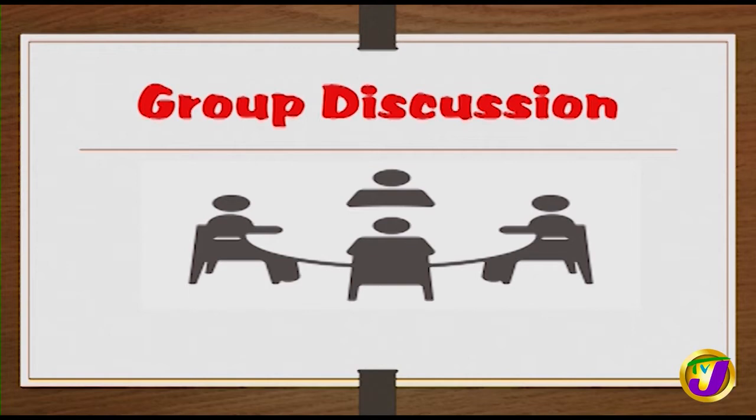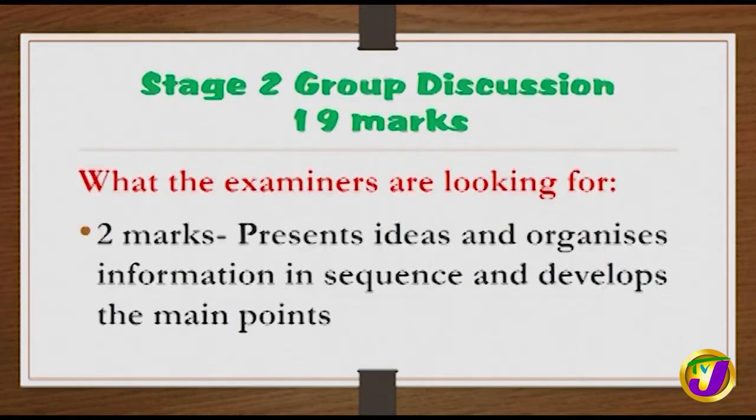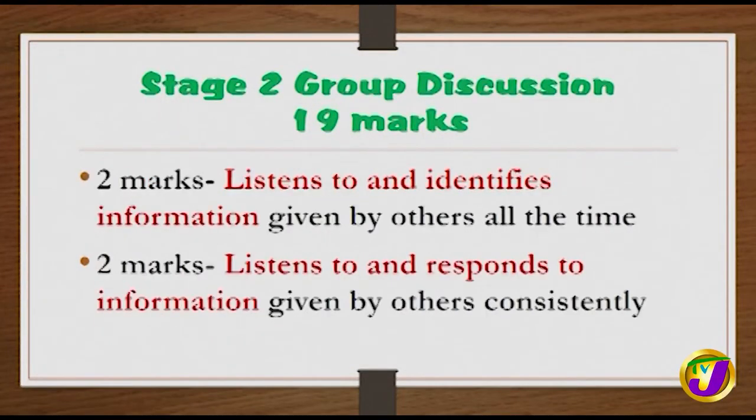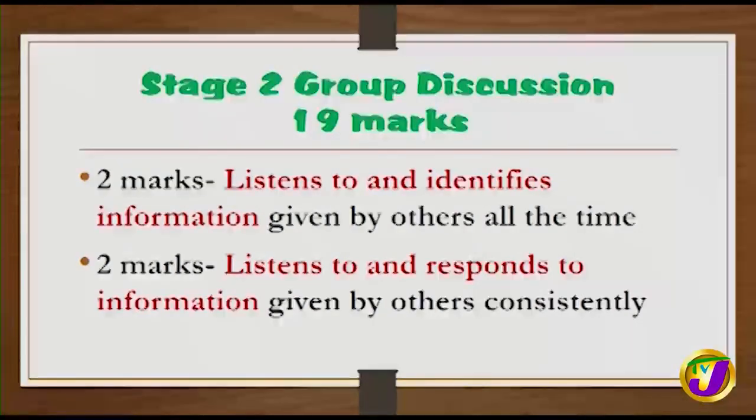So let's hop over now to look at what happens at stage 2, and you're going to see some similarities. So if you present ideas and organize information in sequence and you develop the main points, wow, 2 marks. If you listen to and identify information given by others all the time, not just one time, but all the time, that's another 2 marks. If you listen to and respond, right? So you listen to it and you respond to information given by others consistently, you earn 2 marks.